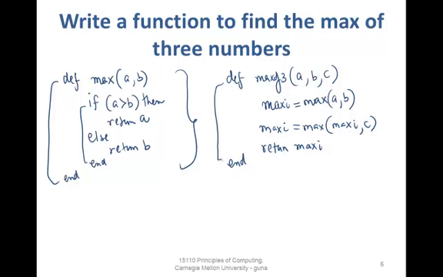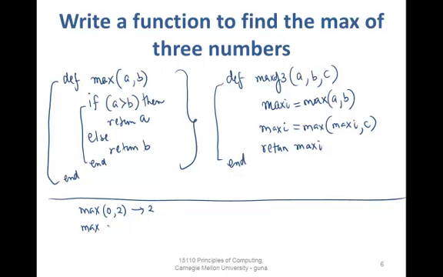Now, how do we know these functions are correct? So let's check to make sure that this function is correct. If you try to find max of 0 and 2, it goes in here. 0 is greater than 2 is false, so it returns 2.